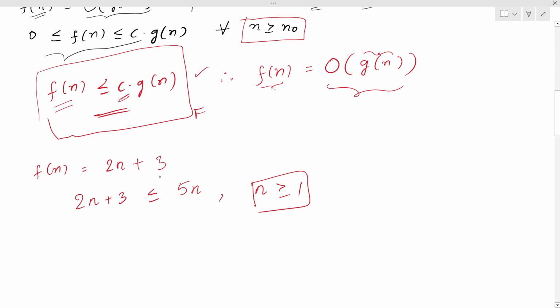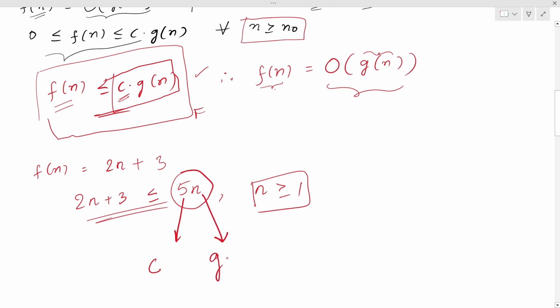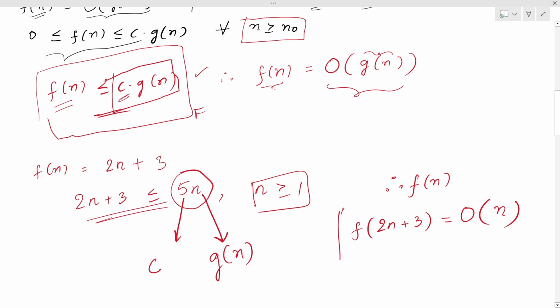Which condition? This condition. So this 5n can be represented as c into g of n. How? You can see here, this 5 is a constant c and this n is a function, that is g of n. So g of n is our new function, right? Now we can conclude that f of n, that means 2n plus 3, can be represented as big O of g of n. g of n is nothing but n. So this is the ideology of big O functions.